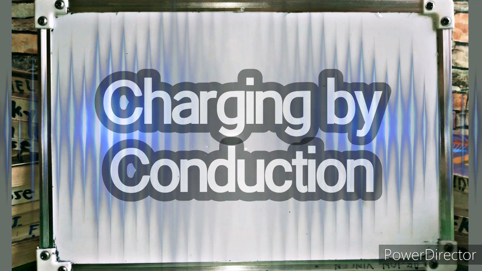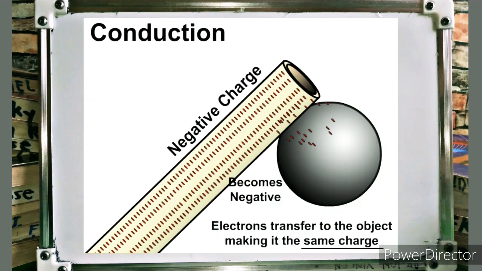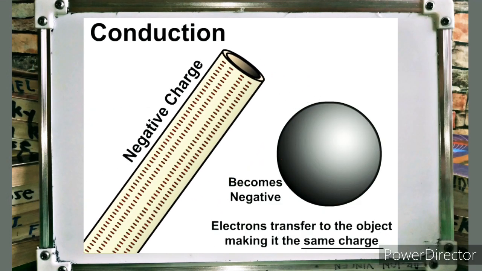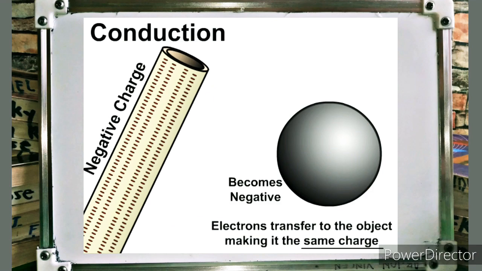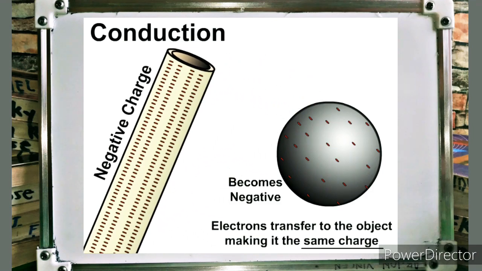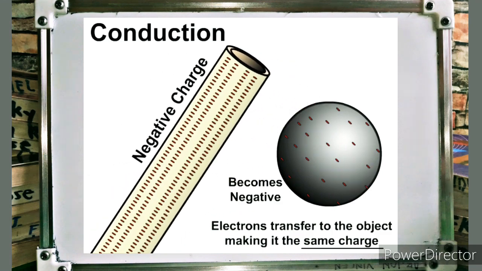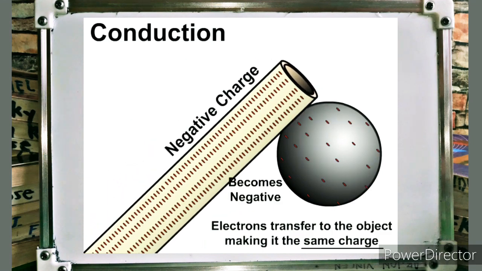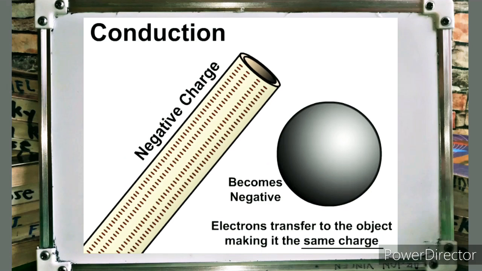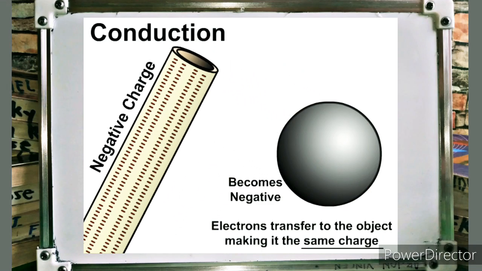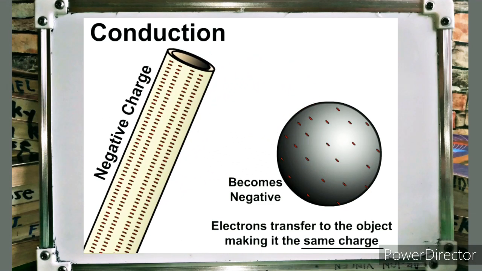The second method is charging by conduction. Here in the illustration, we see the process of charging the uncharged object by bringing it in contact with another charged object. This charged object has an unequal number of negative and positive charges. Hence, when the charged object is brought in contact with the uncharged conductor, the electrons get transferred from the charged object to the conductor.